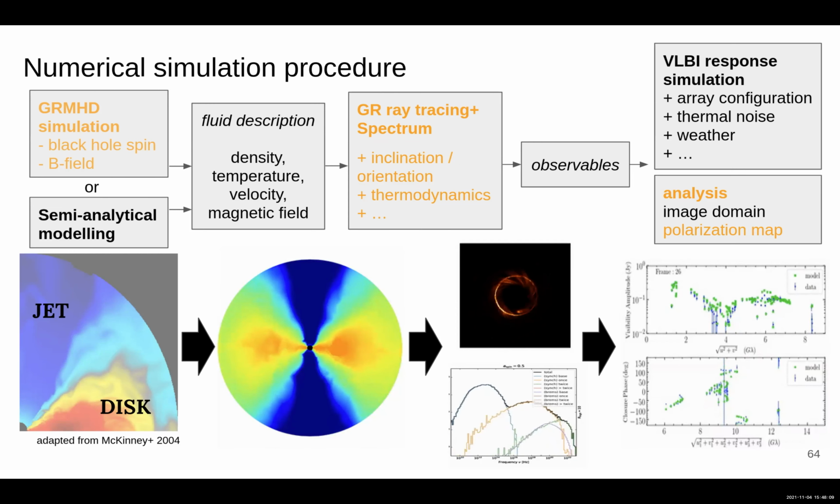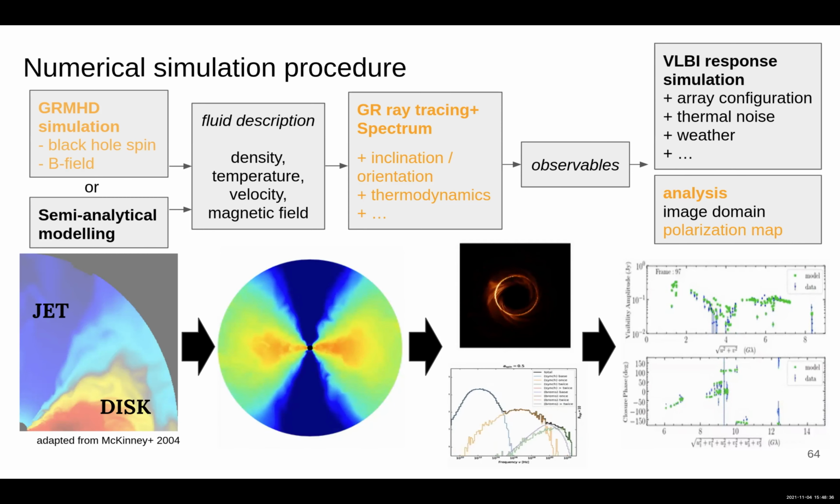So this is dependent on, of course, the camera positioning and parameters like the inclination and so on, as well as the electron thermodynamics, right? How we're deriving this electron temperature or electron energy distribution function from the fluid temperatures, from the 3D model distribution, either from a GRMHD simulation or, right, you can derive analytic approximations of these as well.